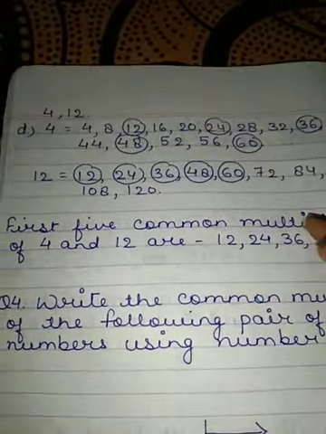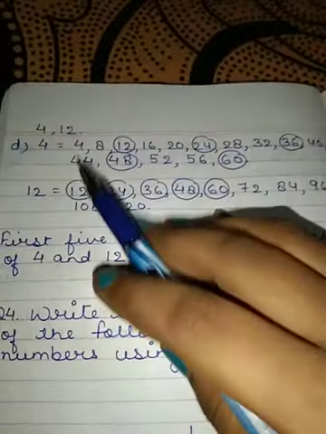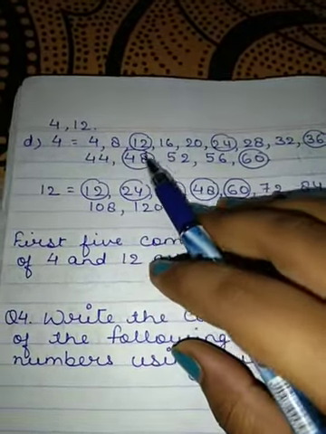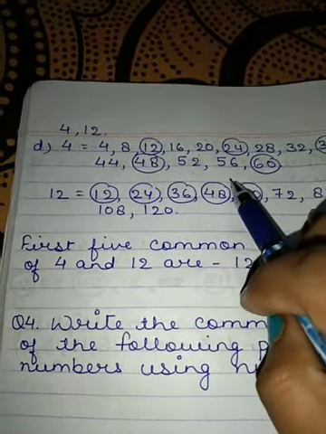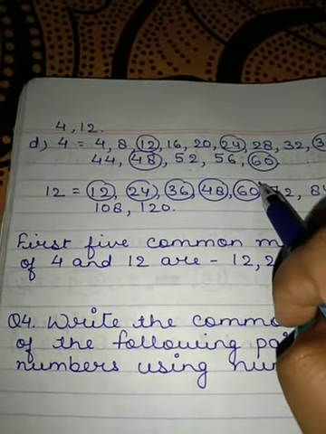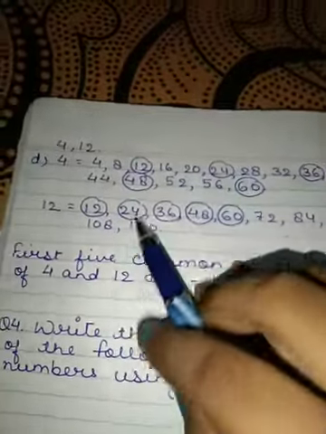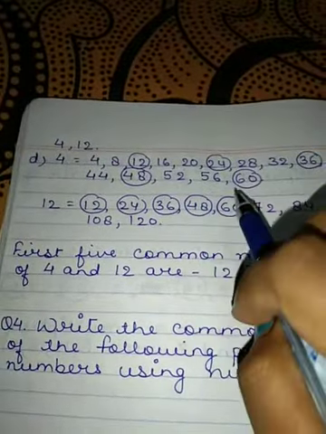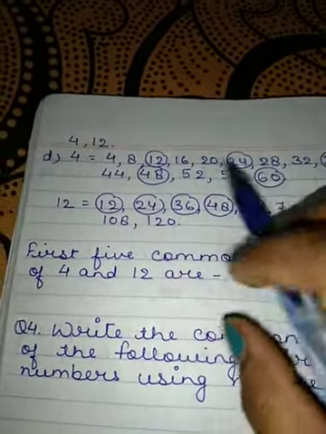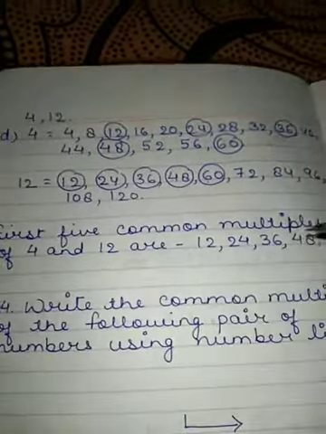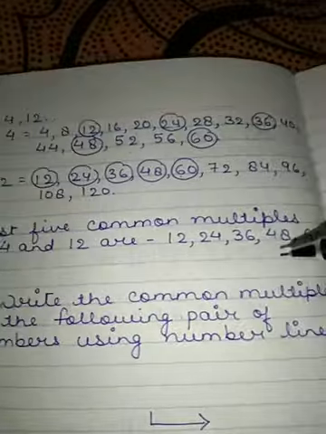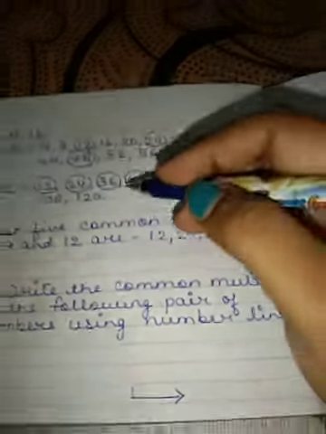So we will increase the table of 4. Now 4 11s are 44, 4 12s are 48, 4 13s are 52, 4 14s are 56, 4 15s are 60. Now you can see 48 is common and 60 is common. So these are the first 5 common multiples of 4 and 12. First 5 common multiples of 4 and 12 are 12, 24, 36, 48, 60.